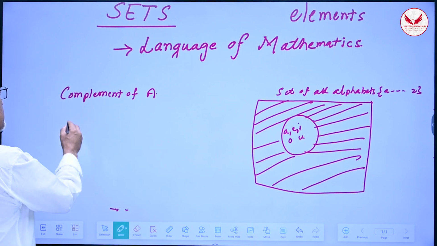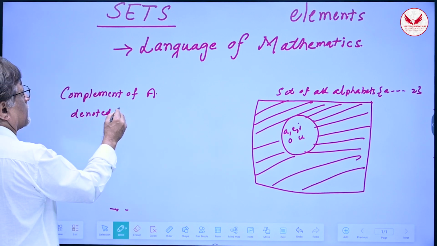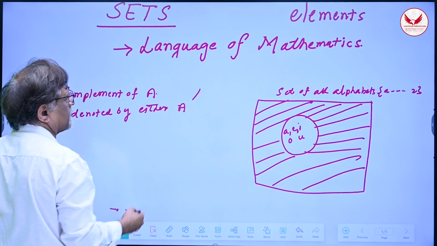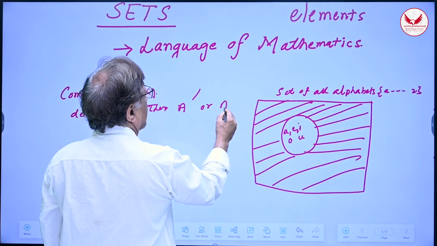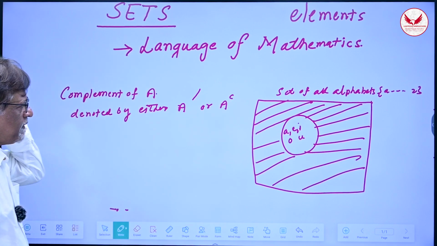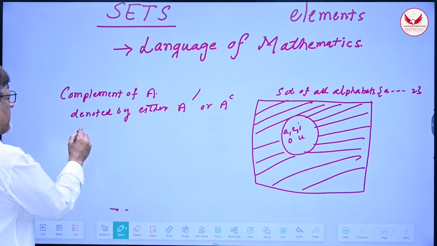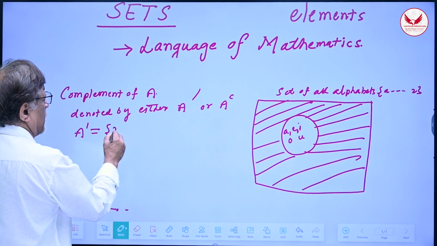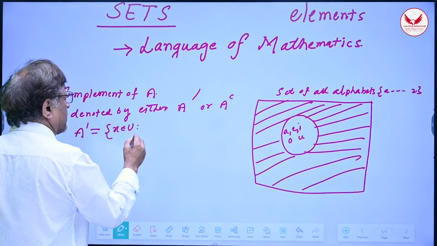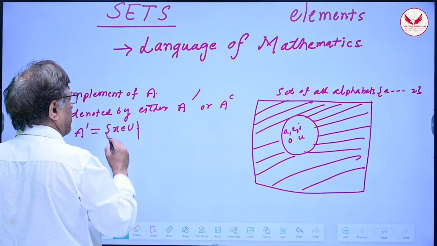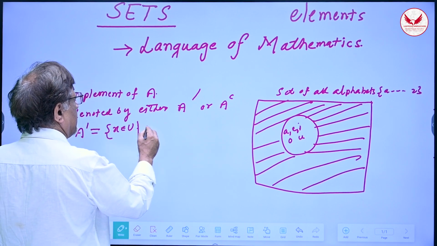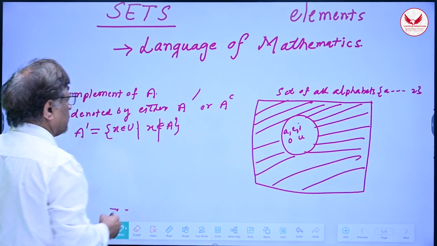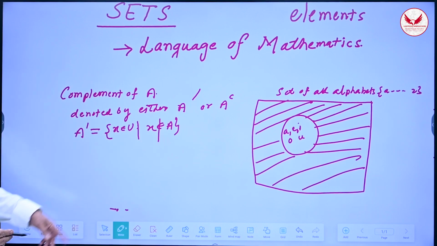Complement of set A is denoted by either A dash or A complement. Both mean the same thing. So, what is A dash? How do I define A dash? Very simple. A dash is defined as the set of all members belonging to the universal set such that x does not belong to A. So this is A complement, and A complement is this.